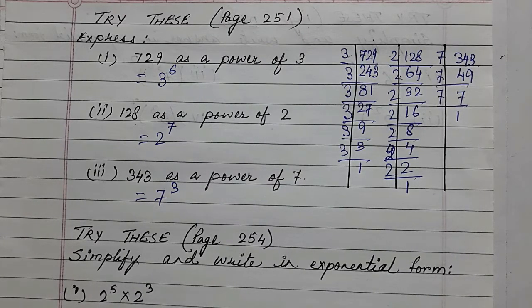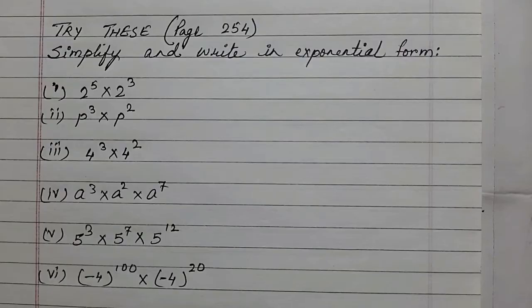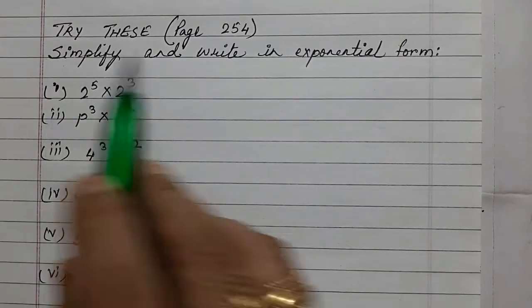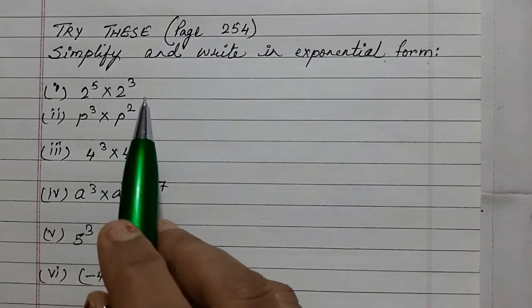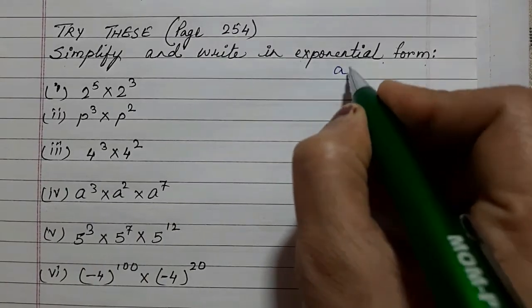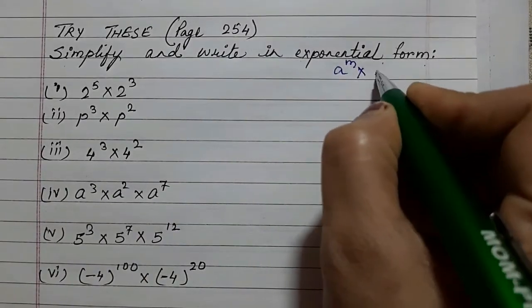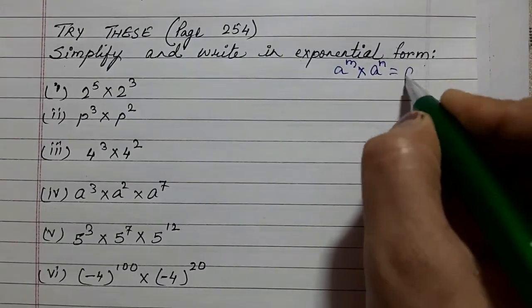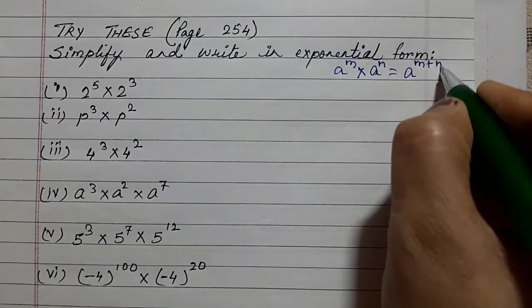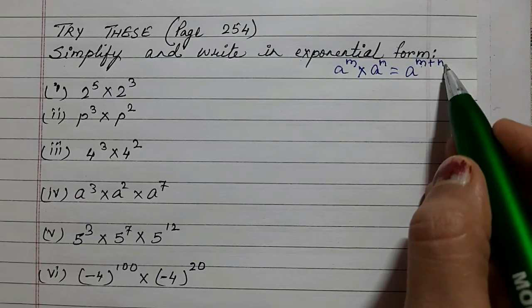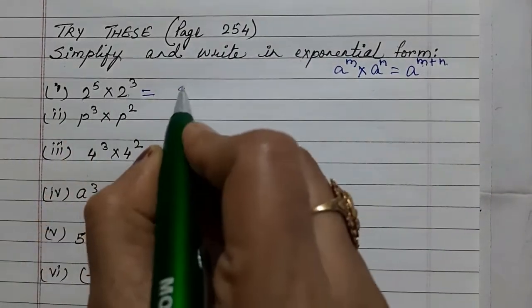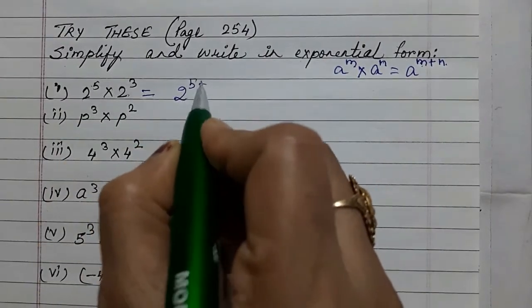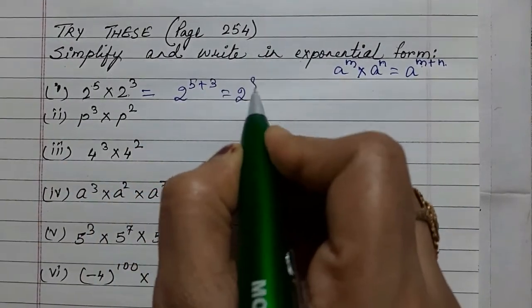Next question given on page number 254. Simplify and write in exponential form. So first we should remember the law, that is a to the power m multiplied by a to the power n is equal to a to the power m plus n. So we have to just add the powers. So 2 is the base and 5 plus 3, you will get 2 to the power 8.